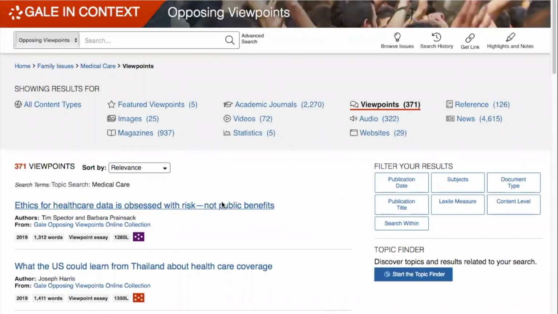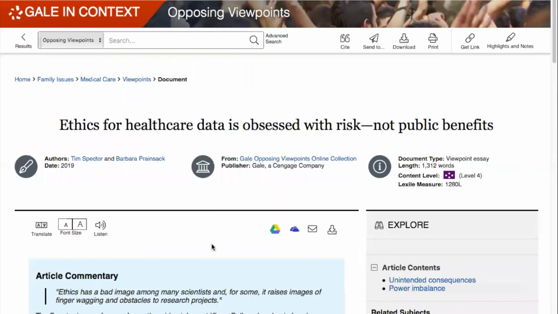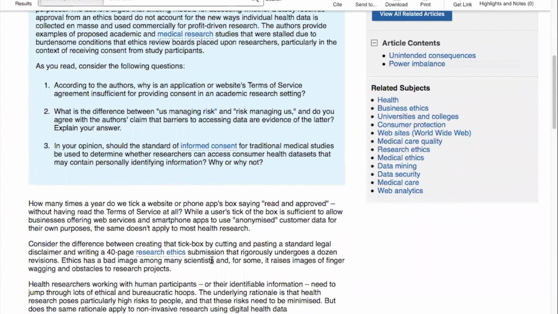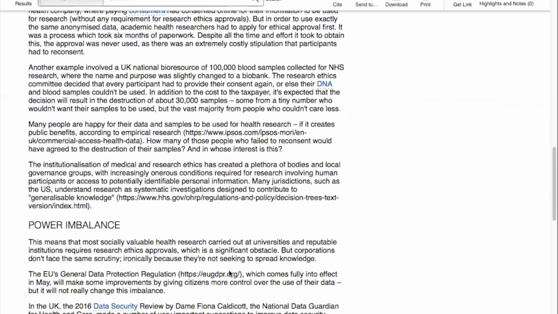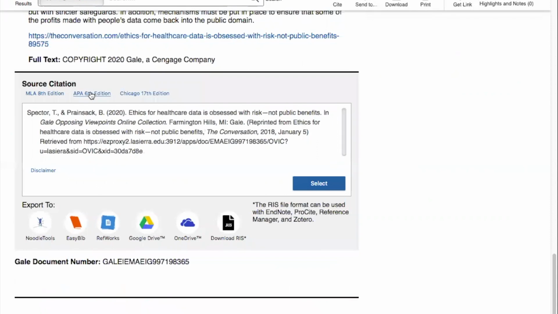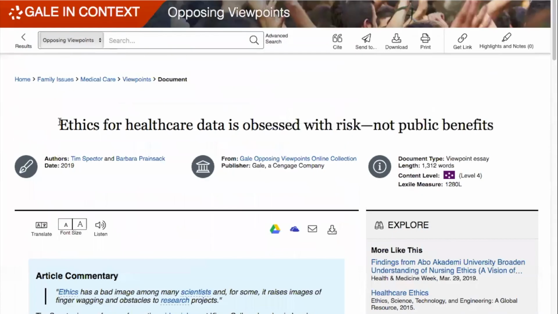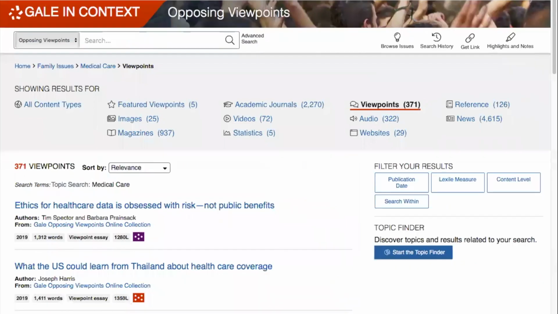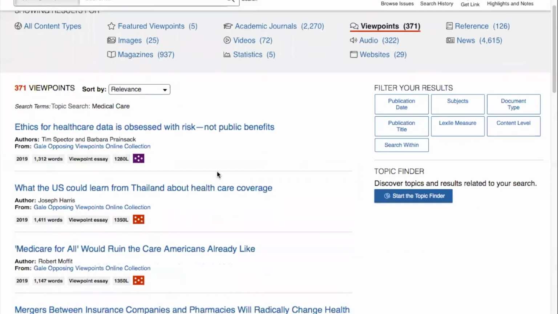But let's just take a look at one of these. And again, this is an essay. So they're gonna give you a little commentary at the beginning, some things for you to consider, and then they're gonna go right into the article. And whoever this is, they're going to be arguing their point of view. You have their citation here if you're going to include this in your paper. You know, here's your typical more like this, other related subjects. Let's go back. Oh, you get the idea.